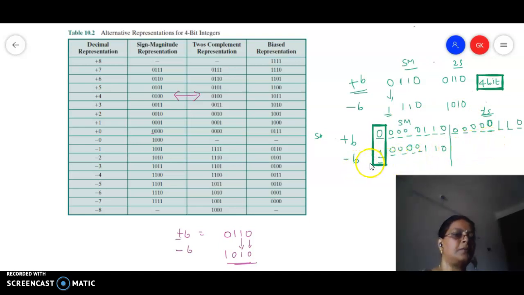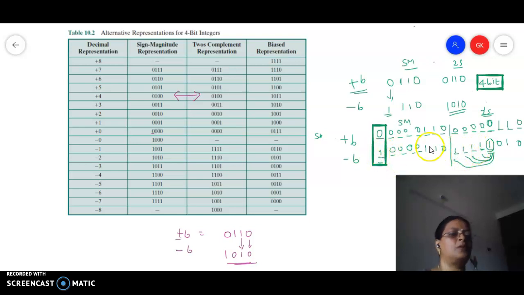So for minus 6, how are we going to do it in 2's complement representation? We already had this number, so you fill up this number 0, 1, 0 and 1. This is the earlier sign bit. Now I am going to extend to 8 bits. If I extend to 8 bits, I should copy the sign bit to all the remaining bits. So I have to copy this 1, 1, 1, 1.